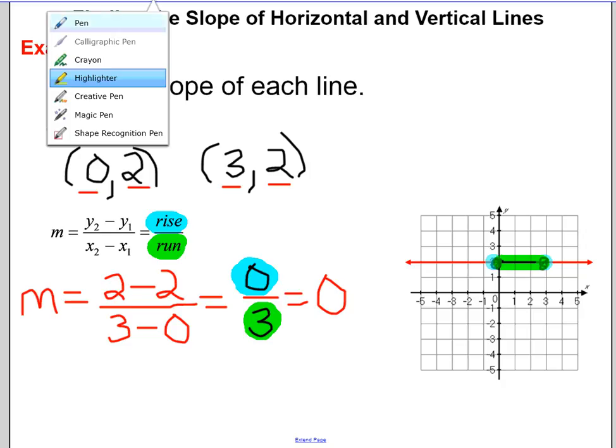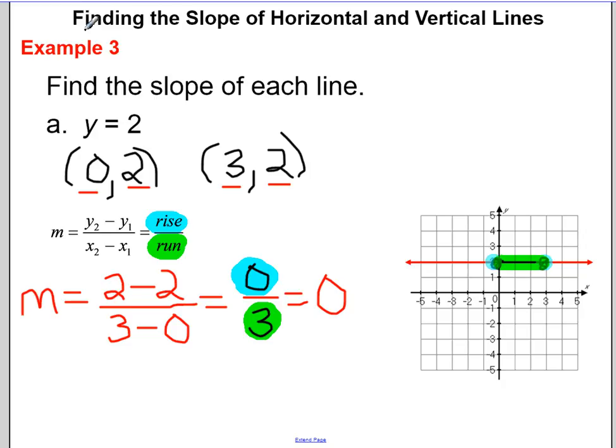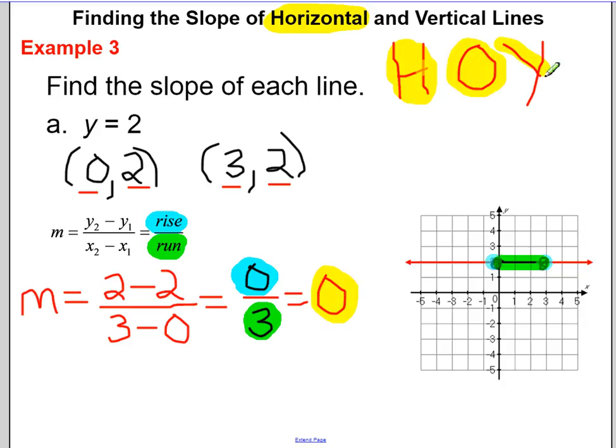Another way to think of this, as I mentioned in a previous video, is HOY, where H stands for horizontal line. The slope is 0, which you can see here, and the equation of the line, y equals, only has a y in it. So that's another way you can determine the slope of a line: if it only has a y in it, then the slope is equal to 0 and the graph is a horizontal line.